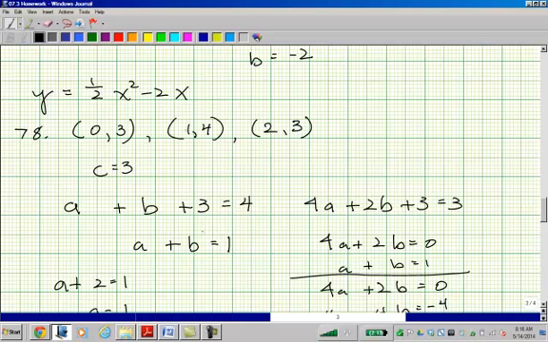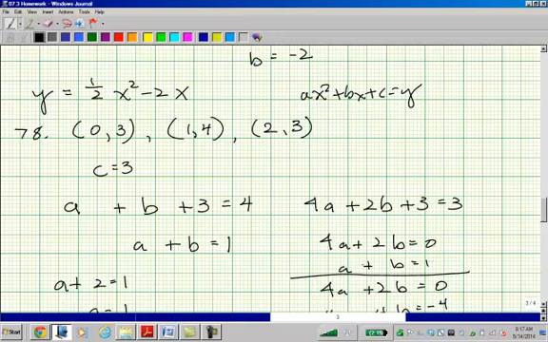So we take 1 and plug it into ax squared plus bx plus c equals y. We plug in 1 for x. So we get a, plus 1b, plus c, 3, equals 4. So a plus b equals 1. And then we plug in 2, so we get 4a plus 2b plus 3 equals 3. So 4a plus 2b equals 0.